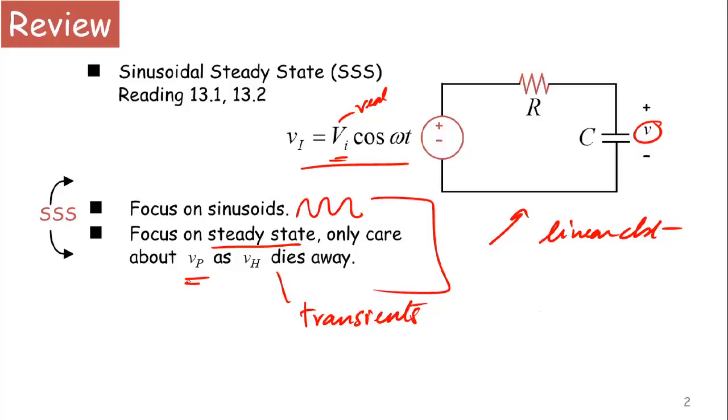And so really, it's about finding the particular solution Vp, which is the response to my input, all right, after all the transients have died away. Okay, so we're looking at steady state solutions. In other words, we're looking at the particular solution to our circuits.